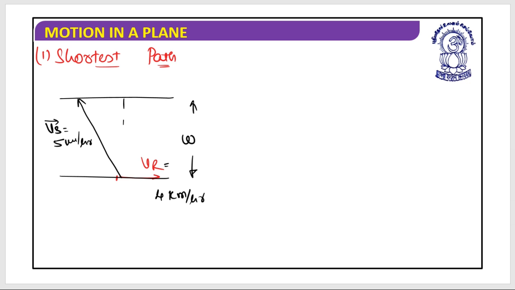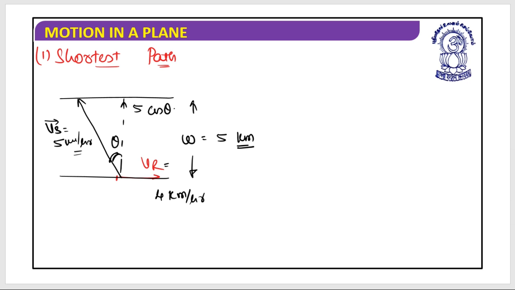So let's suppose I want an angle. This is the angle. This is 5 km per hour, so this is 5 cos theta. The width of a river is 5 km. This is 5 km.